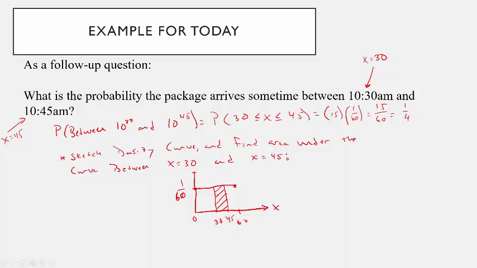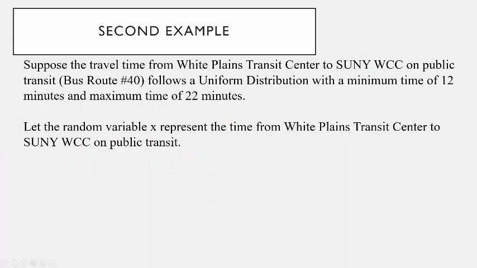All right, let's do another one here, a different example, so that you can get another fresh take at this. Okay, so suppose the travel time from the White Plains Transit Center to SUNY WCC on public transit. I don't know how many people take the bus to school. I actually sometimes take the bus to school, and when I do, I take bus 40 from the transit center. So the travel time once you get on the bus follows a uniform distribution with a minimum time of 12 minutes and a maximum time of 22 minutes.